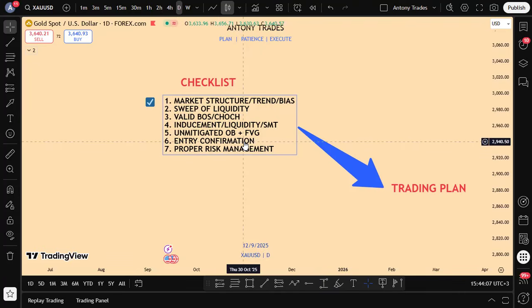And for me, I also have rules for the entry confirmation. In the next video, I'll make time and make a video and show you my entry confirmation. How do I take my entries? What do I consider for me to take an entry, or do I just take entries randomly? So don't worry, I'll also make a video on my entry confirmation.